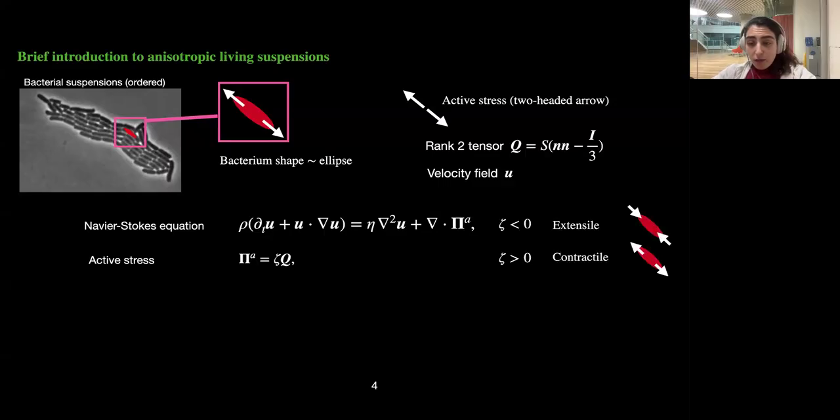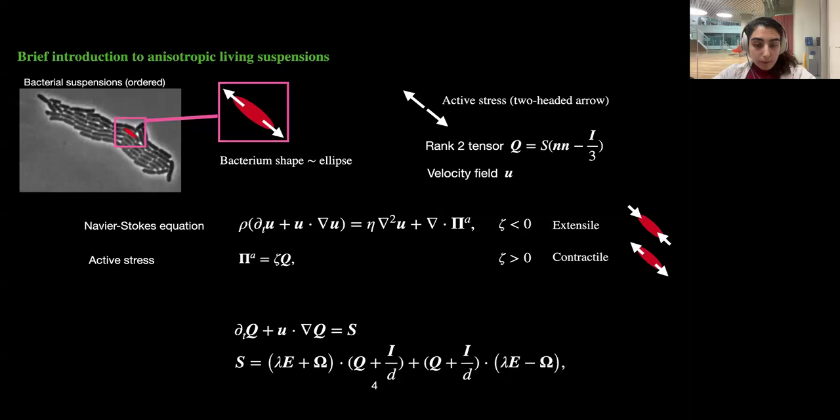And this coefficient could be positive or negative, and depending on these details, these systems are called contractile and extensile. And then, of course, to look at the dynamics, we need to look at how the orientation of these units changes over time, which means how this rank 2 tensor changes.